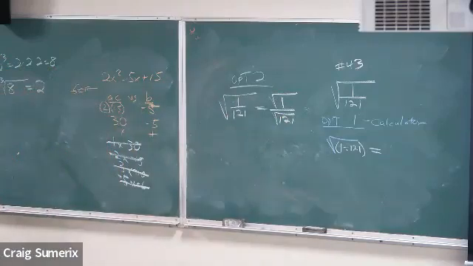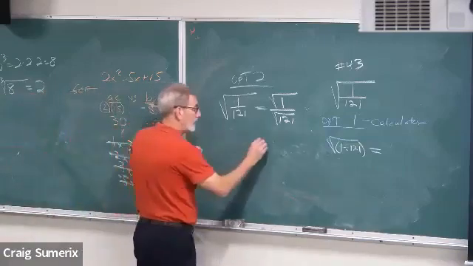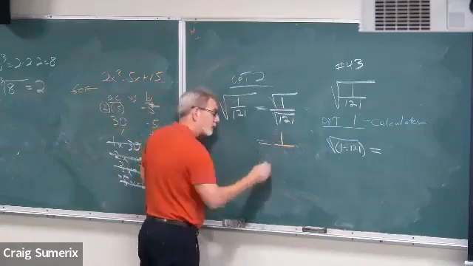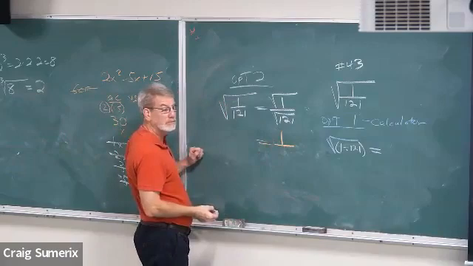multiplying and dividing undo each other. I can break this up. Can you handle those parts individually? What's the square root of 1? 1. What's the square root of 121? 11.